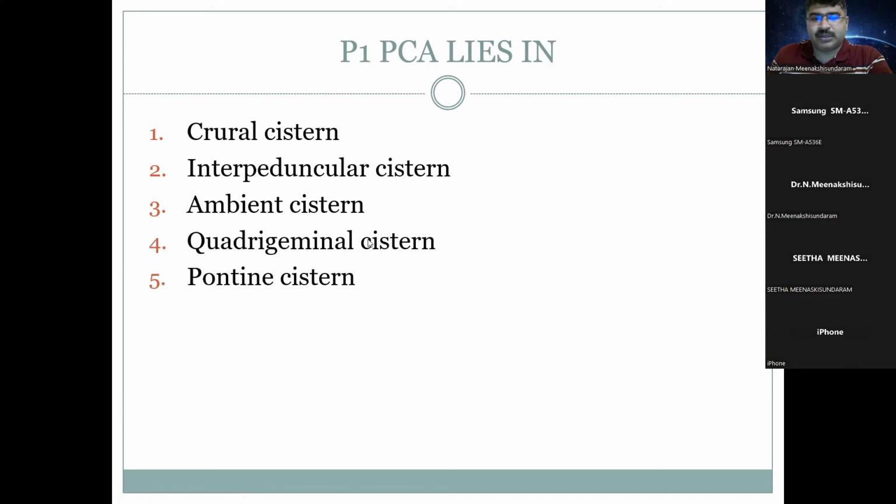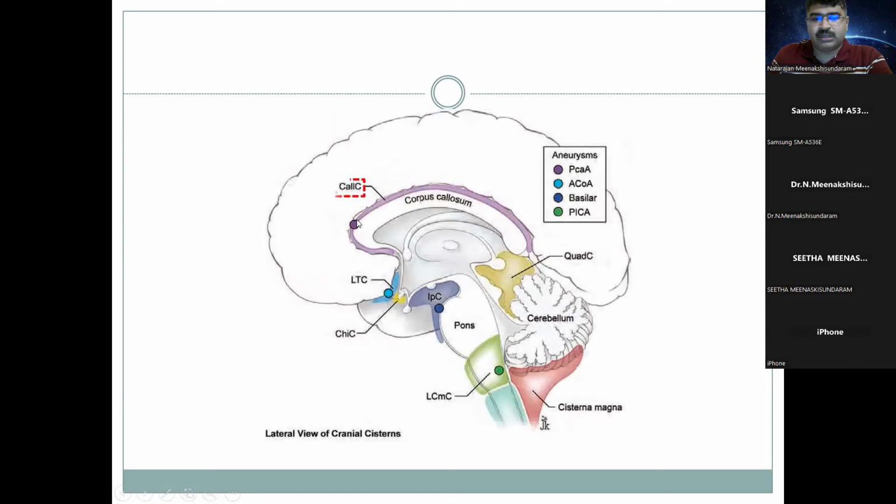Okay, I'll repeat again. This is the callosal cistern. This is a sagittal view. The anterior cerebral artery is related to the callosal cistern. This is the lamina terminalis cistern. This is the interpeduncular cistern. This is the lateral cerebellomedullary cistern and the quadrigeminal cistern.